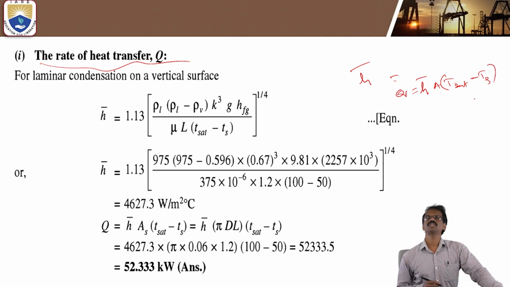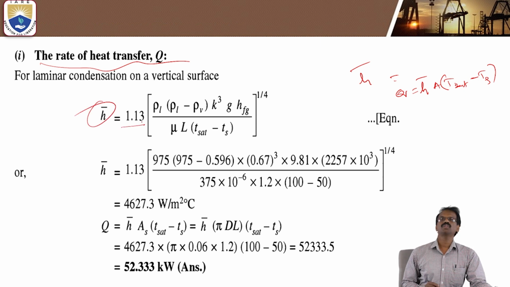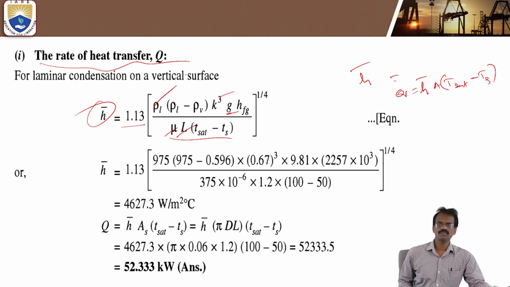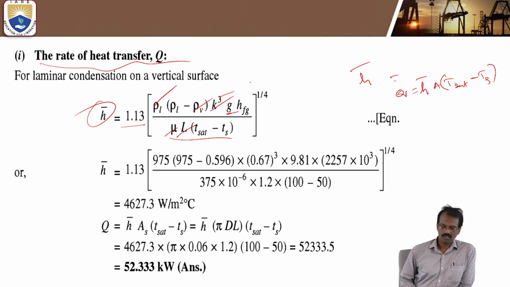T saturation minus Ts. Okay. By using this formula, which was derived in previous classes, h bar is equal to 1.13 into rho L minus rho V into k cubed g hfg by mu L, dynamic viscosity, into length of the pipe. All the parameters we know, because these properties are taken from the data book with respect to mean temperature. You know the density of the liquid, the density of vapor, and the thermal conductivity of the liquid.